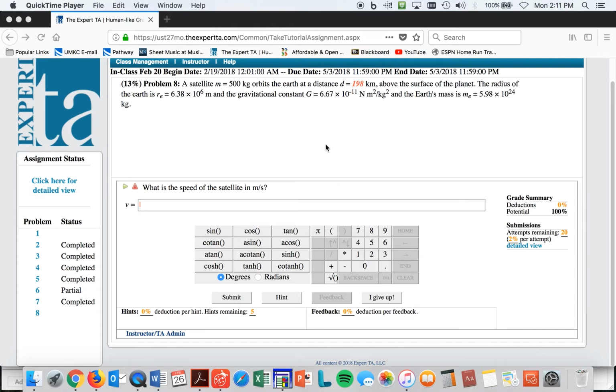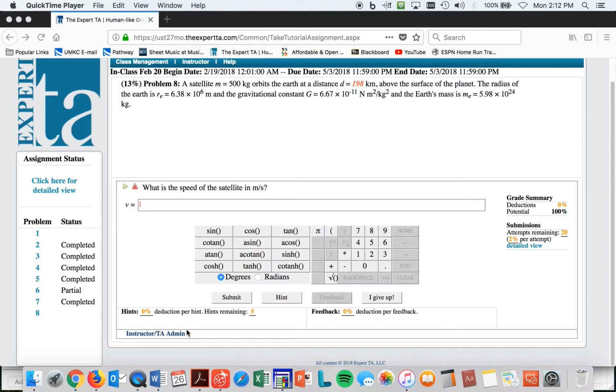We know that the net force is equal to mv squared over r, and I think this might be a homework problem, but I'm not sure. So let's go through it and write down the data that we know. First of all, I'm going to change that 198 kilometers to 198,000 meters, and make that 1.98 times 10 to the 5th meters. I've got to put everything into terms of meters.